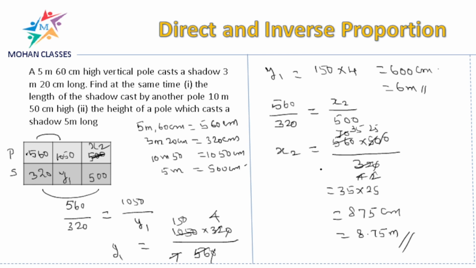So this is the way in which we have to do all these direct proportion questions. First we have to make the box, whatever the things, the ratio first we have to create. After that you have to find out x1 or y1 or x2 or y2 you can do by cross multiplying the ratios. Now we do some sums for inverse proportion.